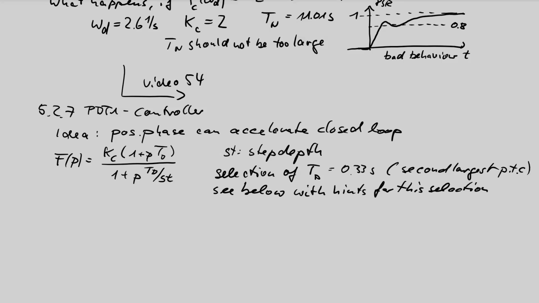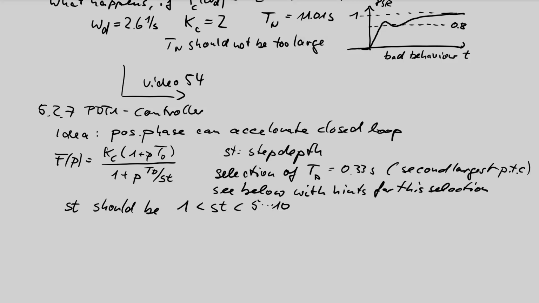Okay, in our case, we have a good selection because the time constants are known, and we select TD as 0.33 seconds. And what about the step depths? You should know step depths should be in the range of, 1 is no step depth, so it's no acceleration, between 5 to maximum 10.